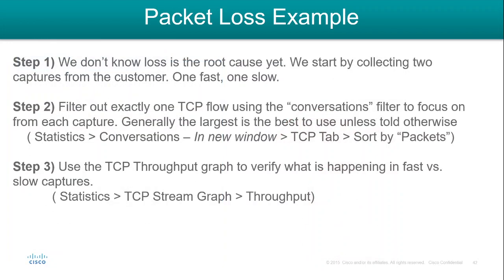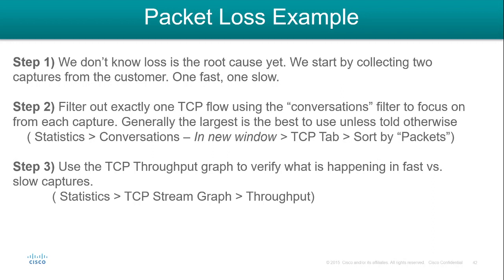Well, as we said at the very beginning of this, slowness is relative. So the first thing that we need to do is get two packet captures from the customer. One needs to be the working or fast capture. The other needs to be the broken or the slow capture. That is key. We must look at the two side by side so we can try to find some anomalies.